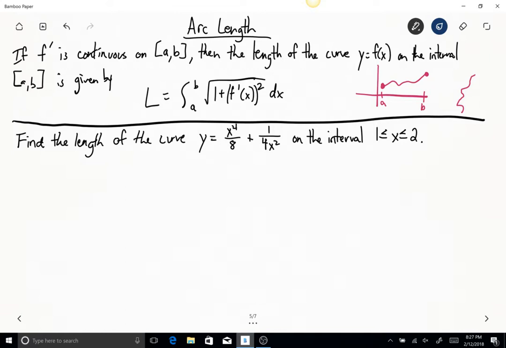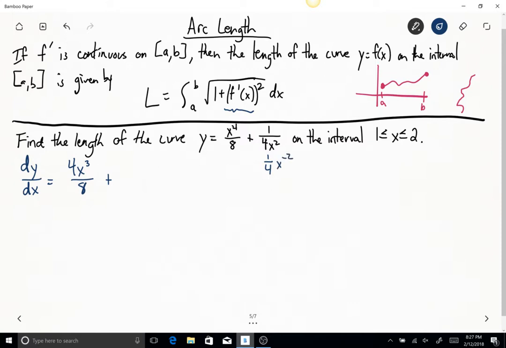So if you notice, what we need is the derivative to be continuous on a given interval, and we're going to square that derivative. So first off, instead of f prime, I'll just write this as dy dx. They mean the same thing in this case. So what's the derivative of this function? Well, notice it's 4x cubed over 8 plus. This second part can be written as 1/4 x to the negative 2.